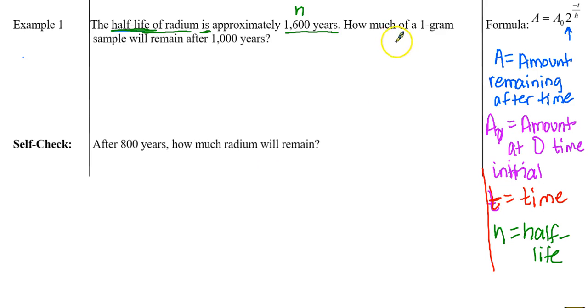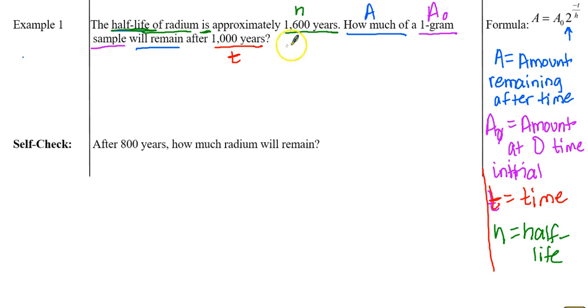And then it says how much of a 1 gram sample, well, what's the 1 gram sample represent? Your initial, right? Your A sub 0 will remain after 1,000 years. So what's 1,000 years representing? Time, right? That's our time. So we have an A sub 0, a T, and an H. And the question says, how much will remain? So that's what we're looking for, and that's our A, our remaining amount of radium.